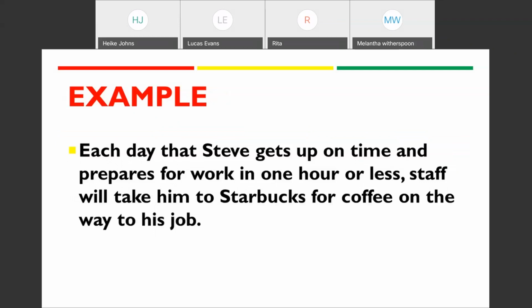So here is an example. And remember, these are written specifically to contain all of the necessary components in the element. And this one is about Steve. So each day that Steve gets up on time and prepares for work in 1 hour or less, staff will take him to Starbucks for coffee on the way to his job. So we're presuming that coffee is reinforcing for Steve.